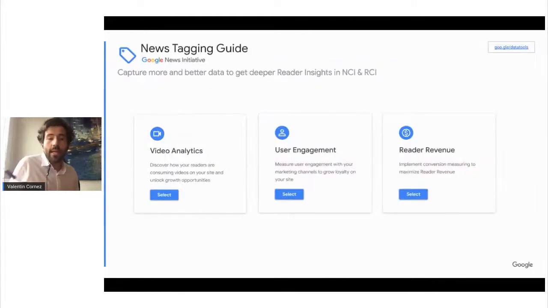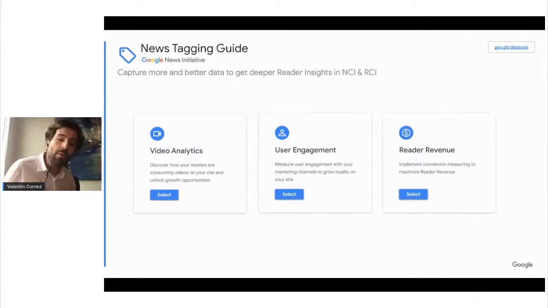So News Tagging Guide is a new tool. It has been designed to help news publishers make the most of GA by defining the engagement metrics that matter for audience and revenue growth. This free tool allows news publications to easily identify the most important audience behavior to measure. We are also simplifying technical implementation because in the tool you will find specific tags to implement on your site.